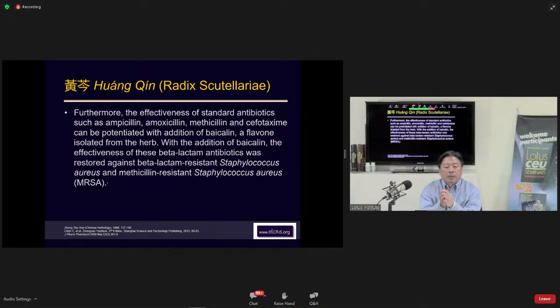against methicillin-resistant Staph aureus. So once again, this is an excellent example of herb-drug interaction in which the use of the herb, or in this case, a compound Baicalein, with the drug is able to restore the effectiveness of the drug against a very resistant MRSA. Okay, so once again, combination of the two help to lower the dose of the drug, reduce side effect, and or increase overall treatment success.